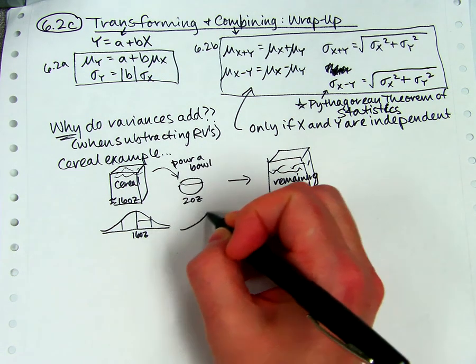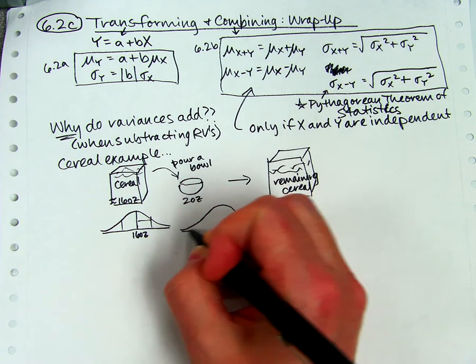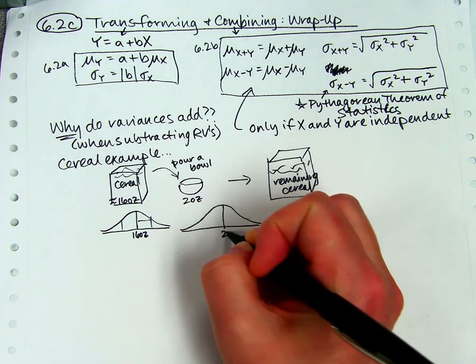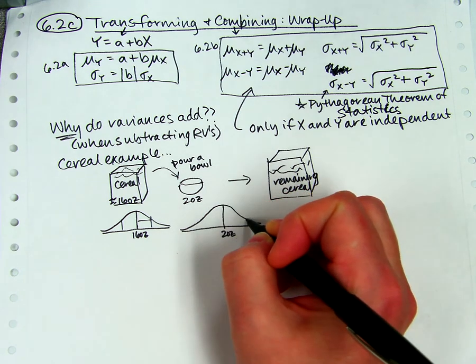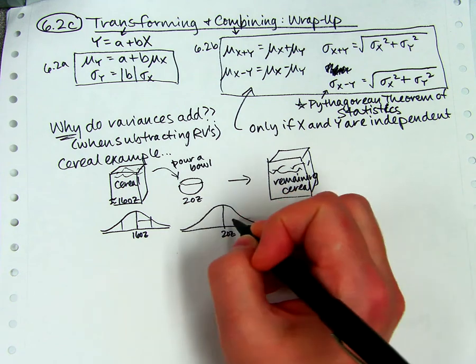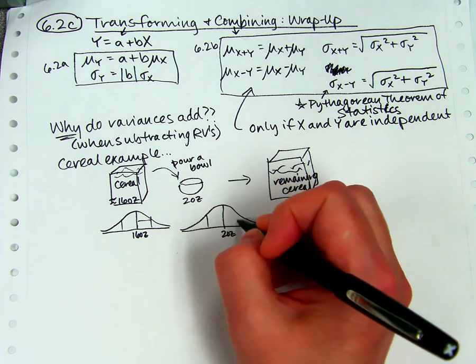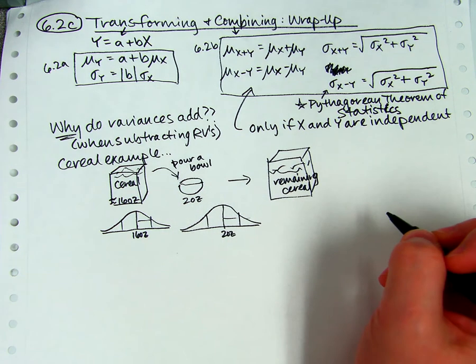So I'm going to make a slightly wider normal curve maybe for that and say it has 2 ounces in the middle. But some people are going to pour more. Some people are going to pour less. It may or may not even be normally distributed. But yeah, there's some variation there also.